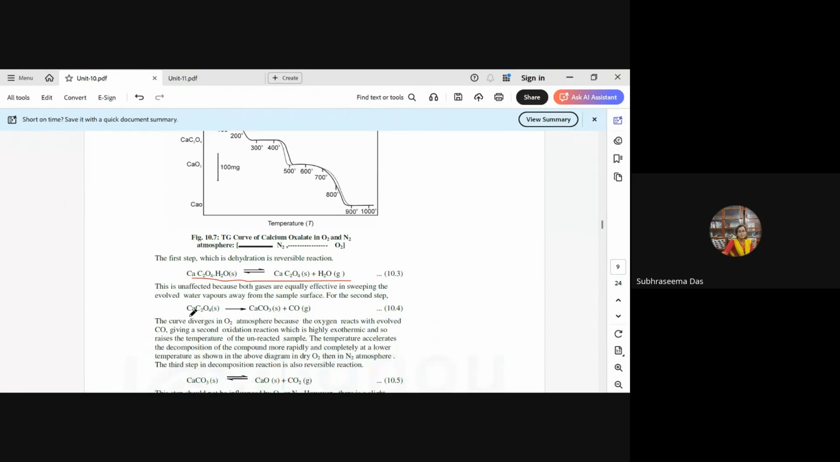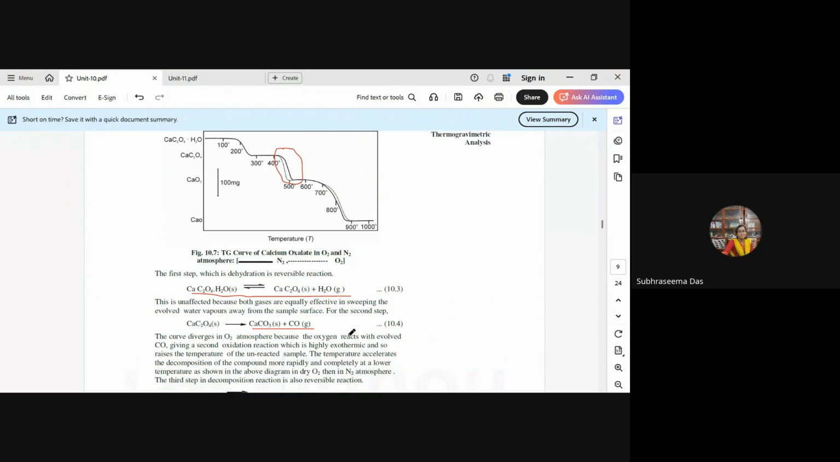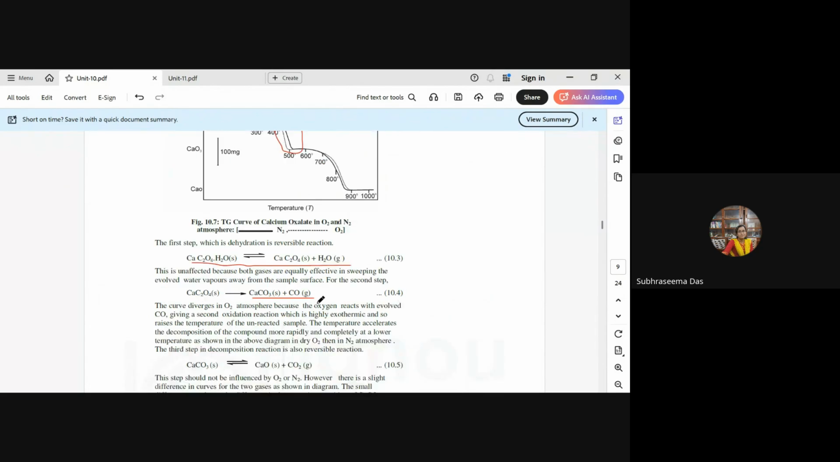In the second step, the calcium oxalate breaks to form calcium carbonate plus CO. So the curve here, you can see at 400 degrees centigrade for the oxygen atmosphere, diverges. The curve diverges in O2 atmosphere because the oxygen reacts with the CO that is evolved here, and it forms the second oxidation reaction. However, the CO that is evolved in nitrogen atmosphere remains as such; it doesn't react with nitrogen.